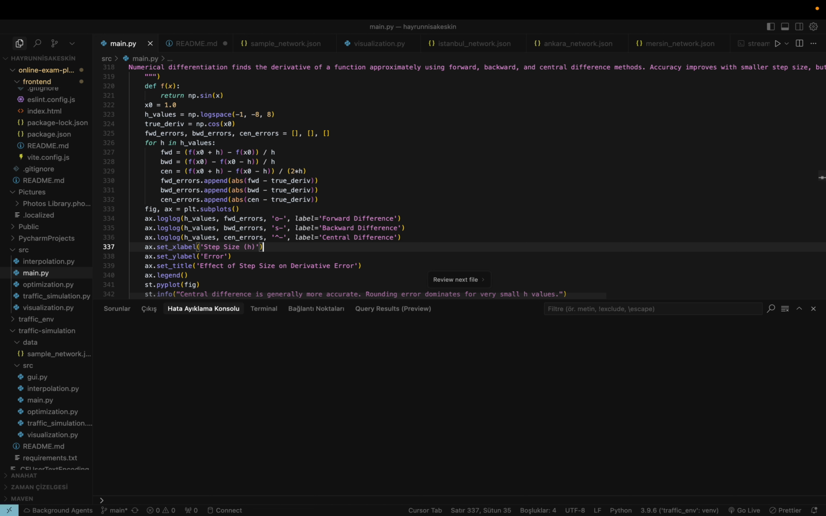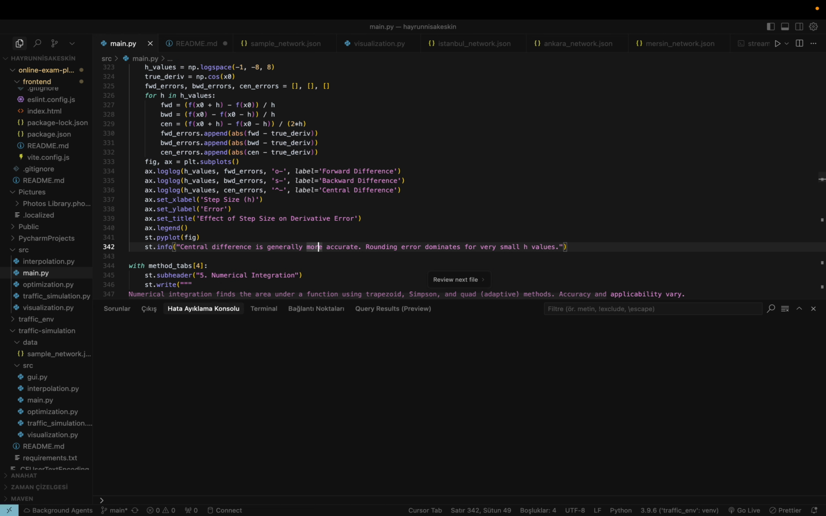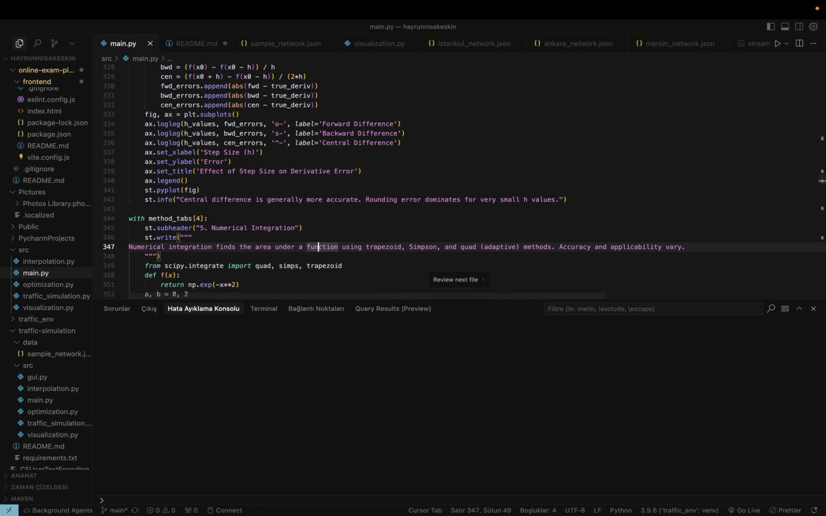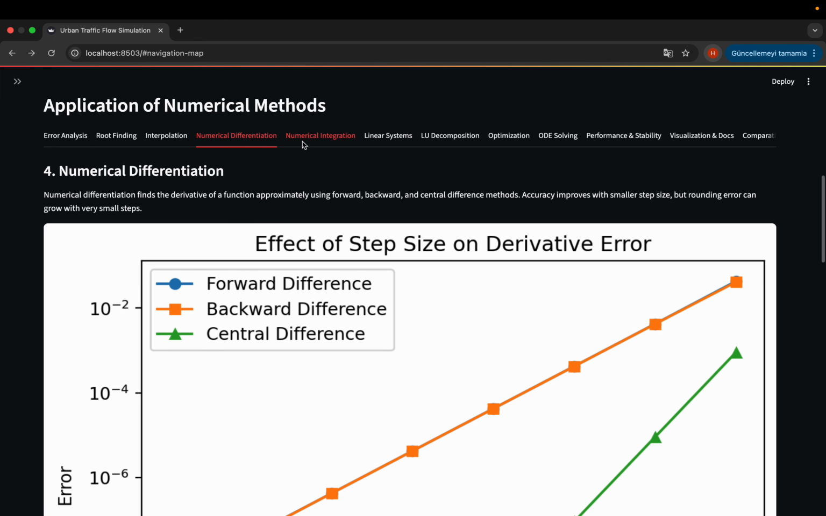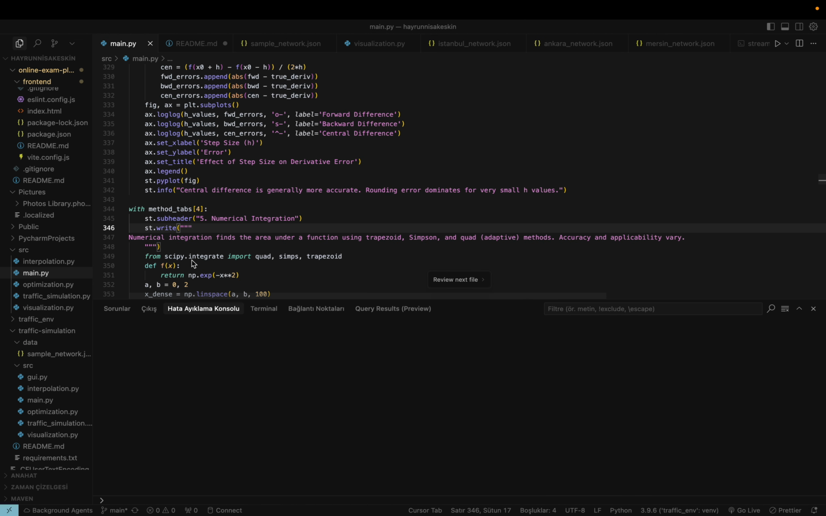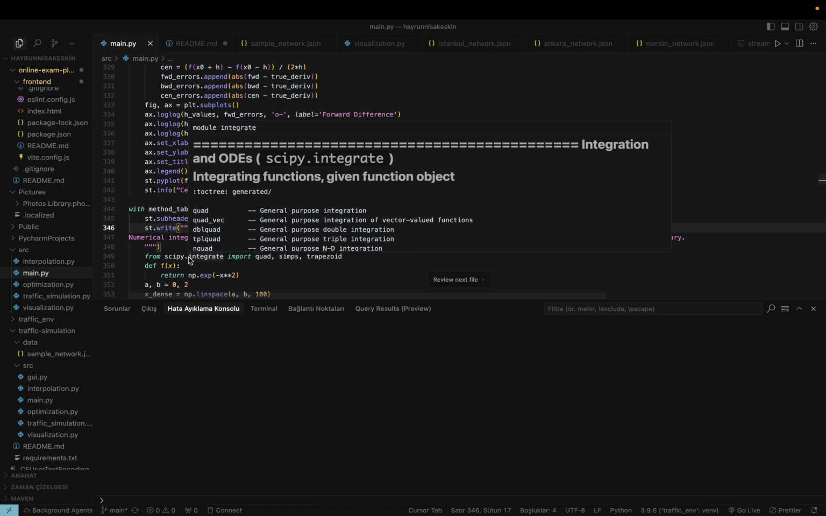Forward graph, and error effect of step size on derivative error. And scipy.integrate import quad, simps, and this numerical integration section. General purpose integration of vector valued functions, and general purpose double integration, general purpose triple integration, and general purpose ND integration, and nquad.